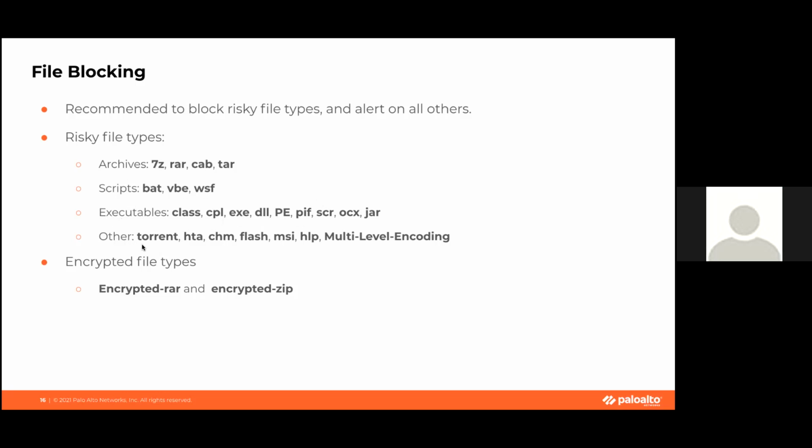Some other risky file types could be torrents, which is more or less dangerous because it might be downloading something we don't know and the user should not be downloading. Then some Microsoft-specific formats like HTA and CHM, which can execute scripts in the background. Flash is probably very safe to be blocked right now because the support for Flash has been pulled for all the present browsers.